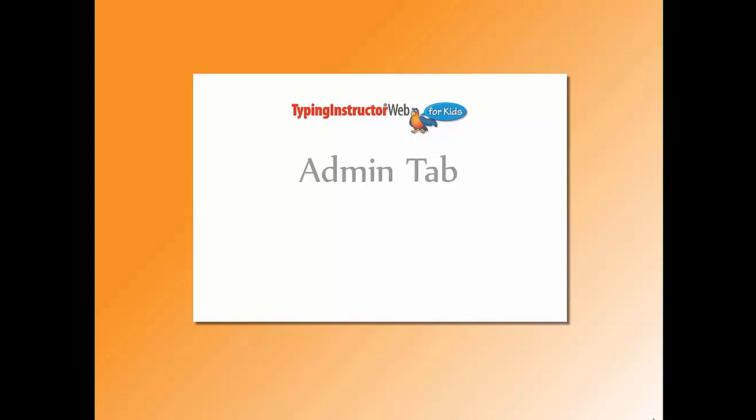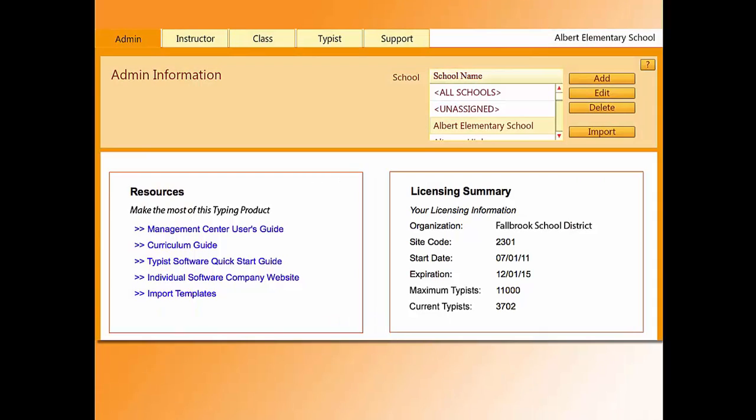For the Master Administrator and instructors with administrator privileges, they'll have access to the Admin tab. Again, the purpose of the Admin tab is to add, edit, and delete schools, as well as import information such as instructor, class, and typist information into your database. The Master Administrator and instructors with administrator privileges use the Admin tab to add schools. Let's talk a bit about each section of the tab.